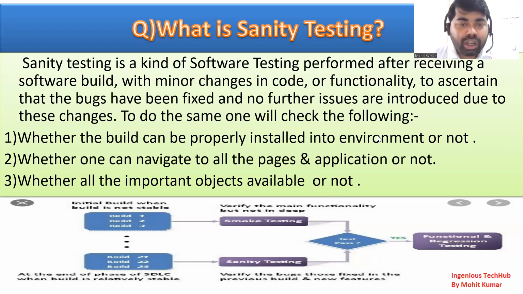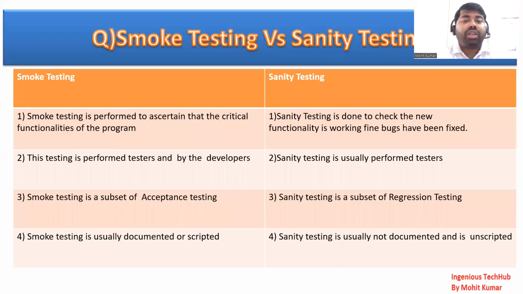Okay, so if you are still confused about the difference between smoke and sanity, we have collected some points so you will get more clarity. Smoke versus sanity: smoke testing is performed to ascertain that the critical functionality of the program works. Sanity is done to check whether the new functionality is working fine and whether a bug has been fixed or not. Smoke testing is performed by both testers and developers, but sanity testing is usually performed by the tester.